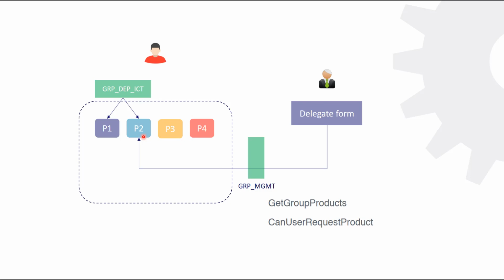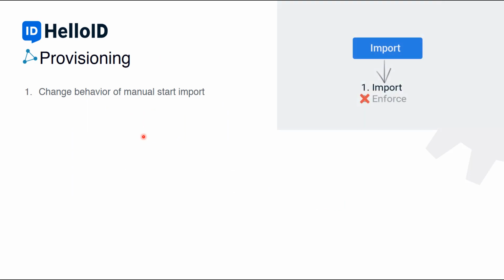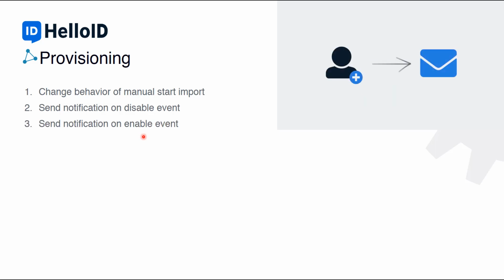All right, on to provisioning, the next module. 6 new items. We changed the behavior of the manual start import. It used to be that you also executed the business rules, but now it's a two-step approach, and it gives you more control over the whole import process. You first import everybody into the person vault, and then you can execute the business rules. More safe behavior. 2 new notifications, one on disable and one on enable events, so you can send emails to the respective users that are interested in those 2 events.